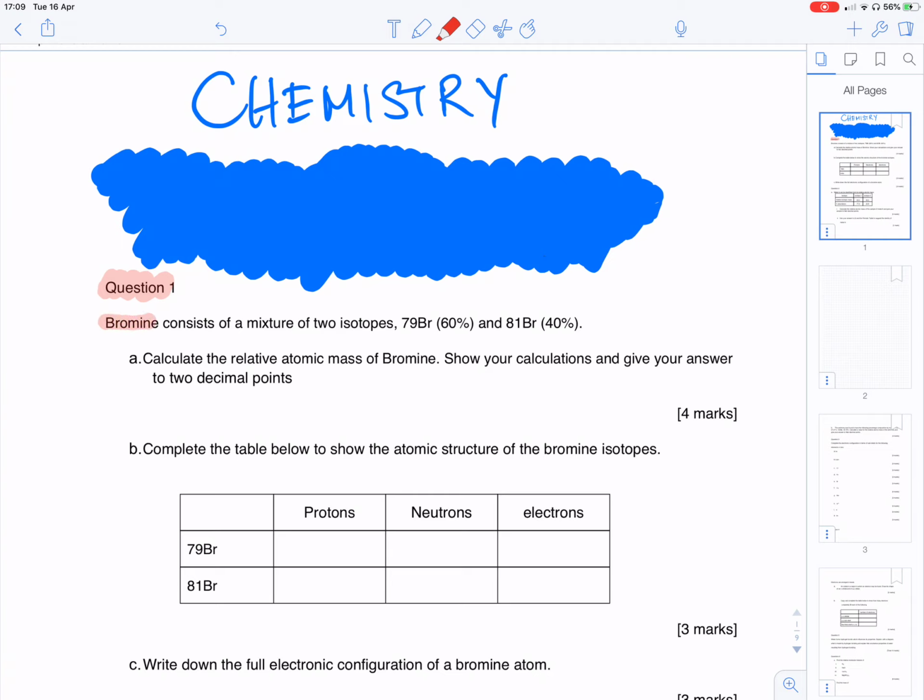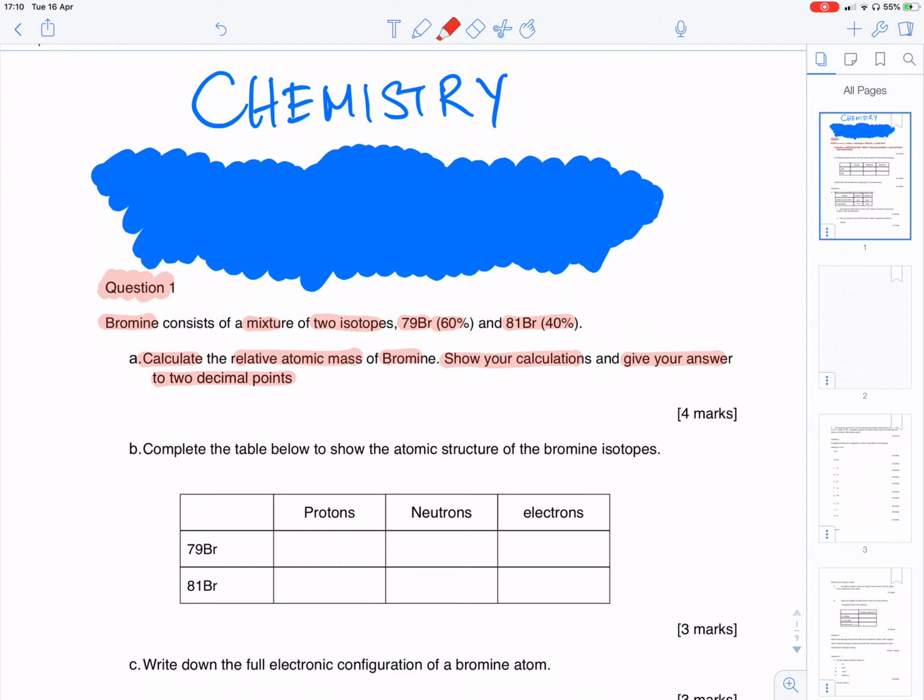So bromine consists of a mixture of two isotopes, bromine 79 60% and bromine 81 with 40%. The question is to calculate the relative atomic mass of bromine. Show your calculations and give your answer to two decimal places.